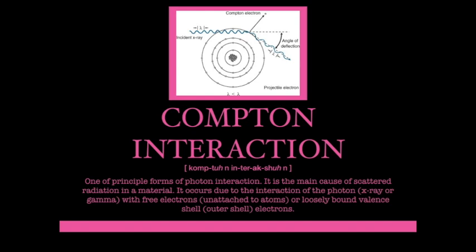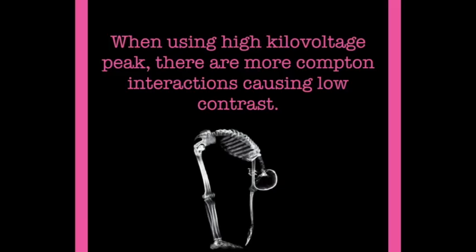Compton interaction is one of the principal forms of photon interaction. It is the main cause of scattered radiation in a material. It occurs due to the interaction of the photon, X-ray or gamma, with free electrons, unattached to atoms, or loosely bound valence shell, outer shell electrons. An example being, when using high kilovoltage peak, there are more Compton interactions causing low contrast.